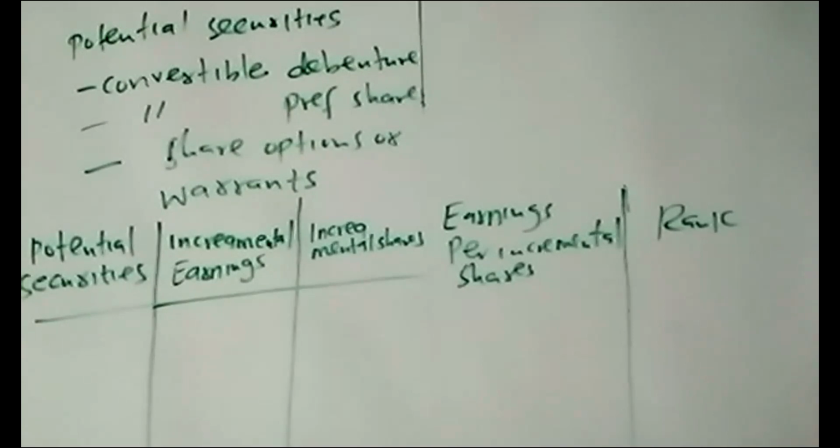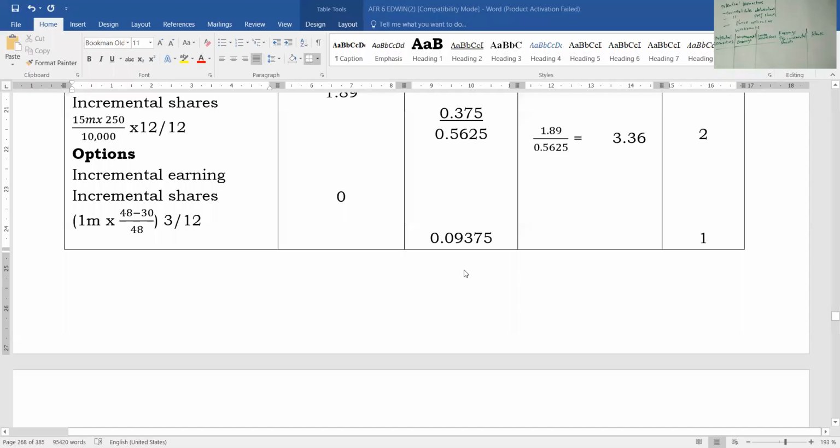So for the last security, that is the share options, for the earnings it will always be zero, because now they say that no employee exercised that option. No employee exercised that option. That is why you can see the earnings there is zero for the relevant share options. Then for the incremental earnings, this is what you do.